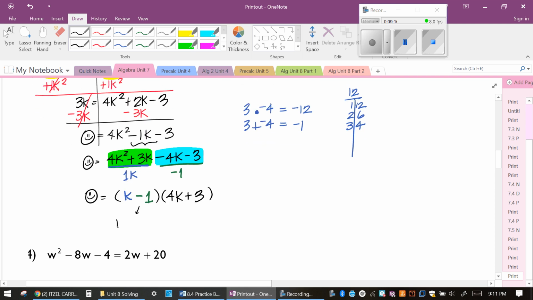Okay, set each one of these equal to 0. And your answer should be 1 and negative 3/4.